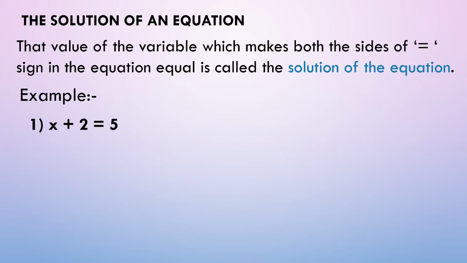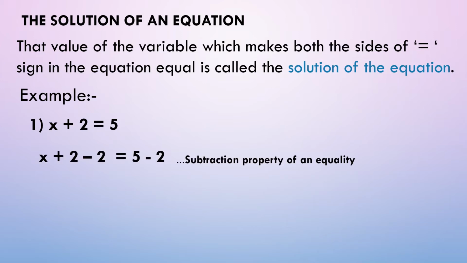Now what is the solution of an equation? That value of the variable which makes both the sides equal in the equation is called the solution of the equation. For example, x plus 2 is equal to 5. Here x is a variable and you have to find the value of x. So you have to remove this plus 2. So what will you do here? On both the sides you will subtract 2.